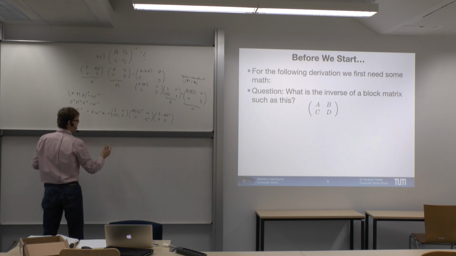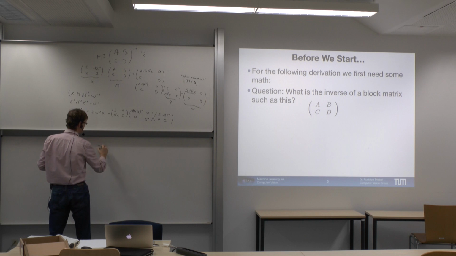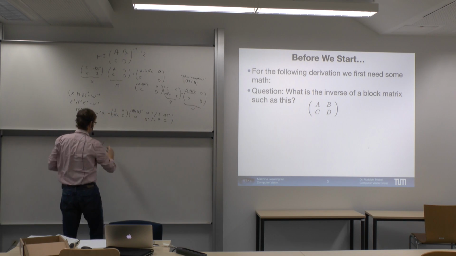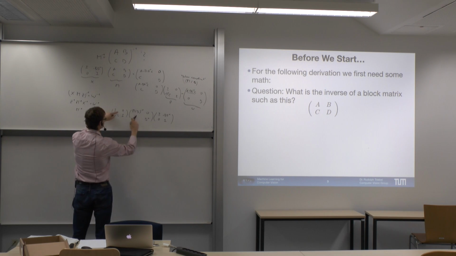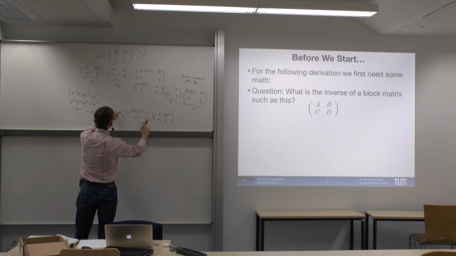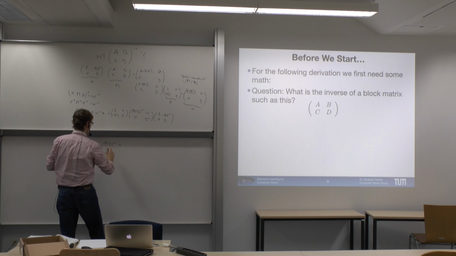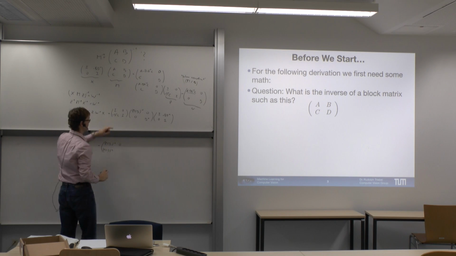And now we just multiply that out. We have the Schur complement, which just stays the same. This is 0, this is 0. This is the Schur complement, the inverse of the Schur complement actually.